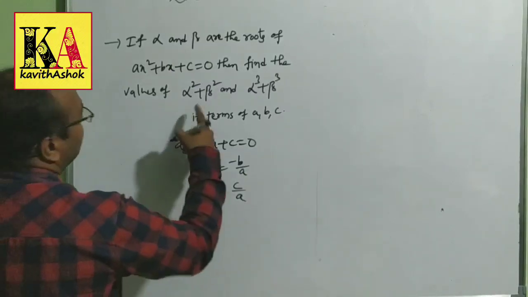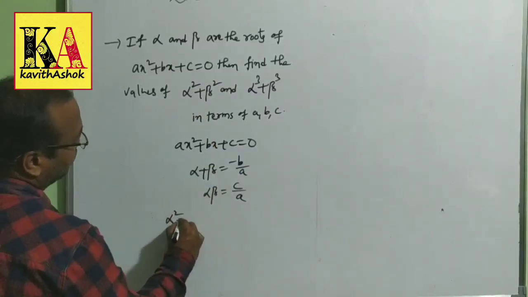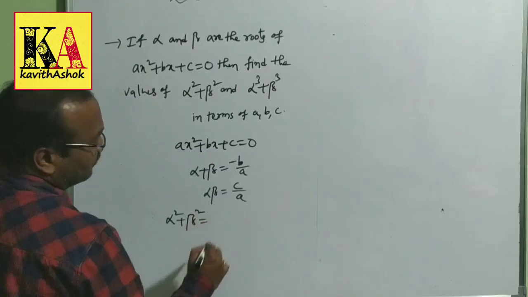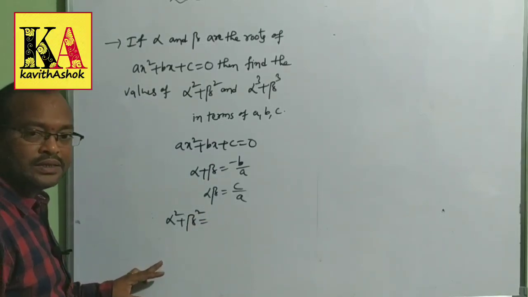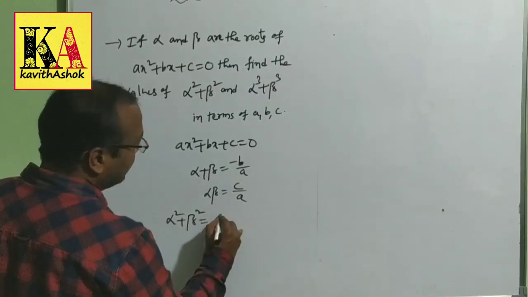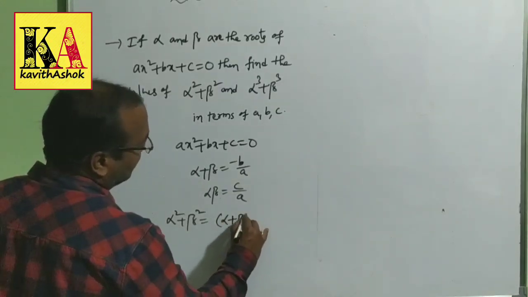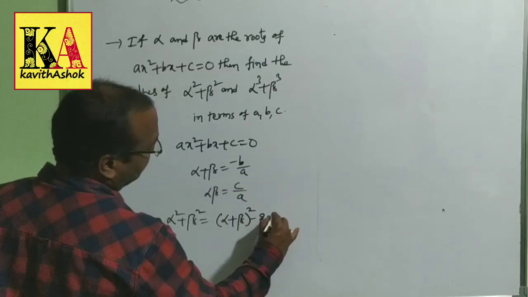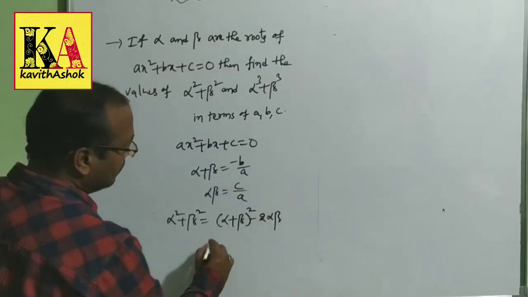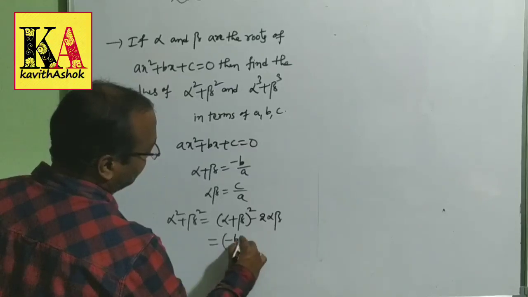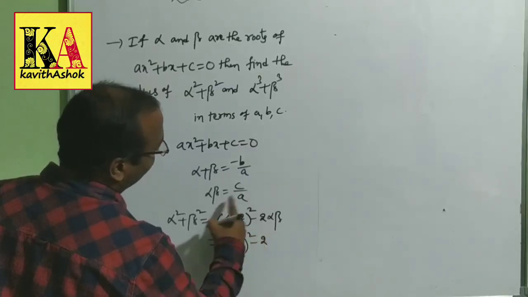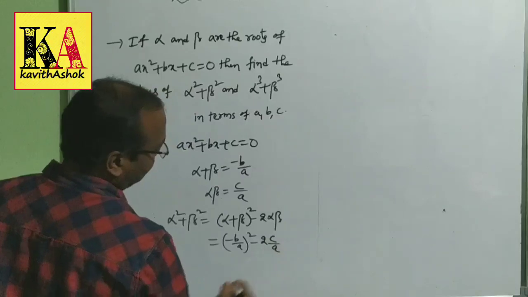So what is the first question? Alpha square plus beta square. This is in the form of a square plus b square. A square plus b square can be written as a plus b whole square minus 2ab. So here also we can write this as alpha plus beta whole square minus 2 alpha beta. So now alpha plus beta is minus b by a, whole square, minus 2 times alpha beta, which is 2c by a.